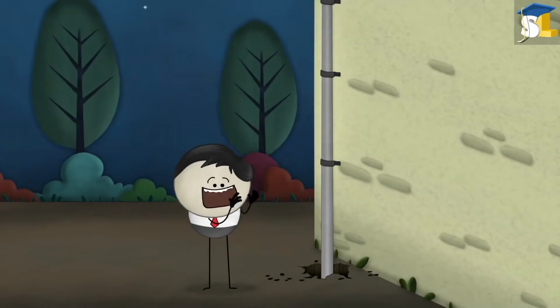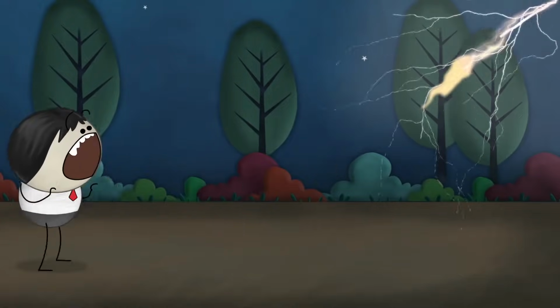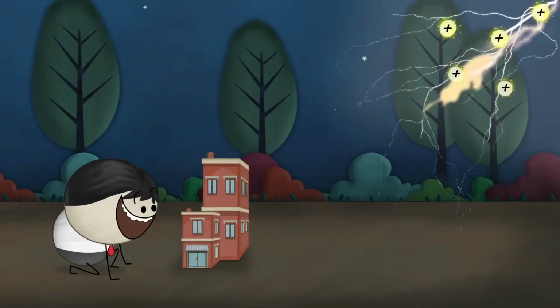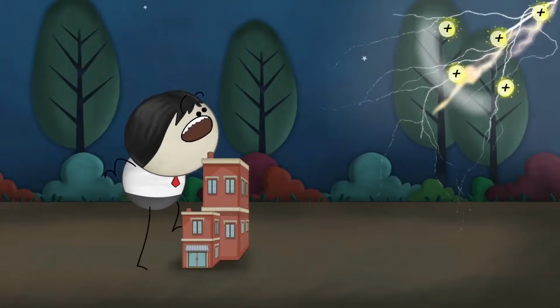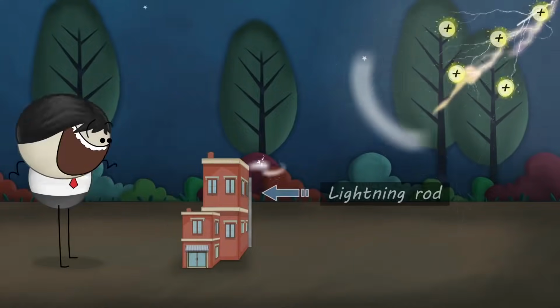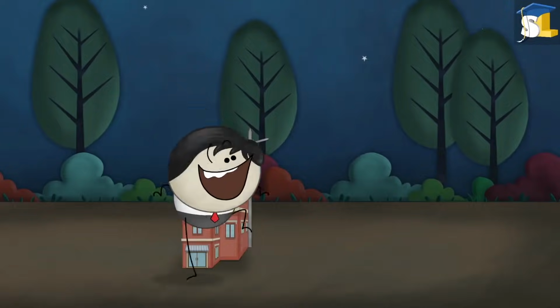But why is it called a lightning rod? Huh? This is because it protects us from lightning. Lightning is a flow of massive charge. It can damage an entire building and harm the people living in it. Hence, to protect them, the lightning rod transfers the massive charge from the lightning to the earth safely.